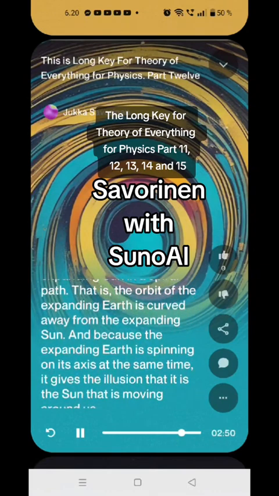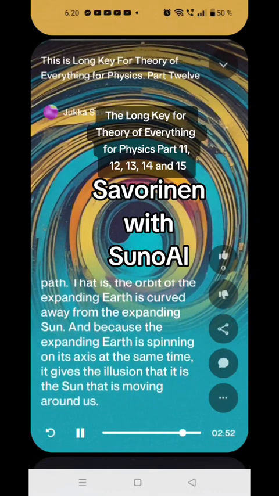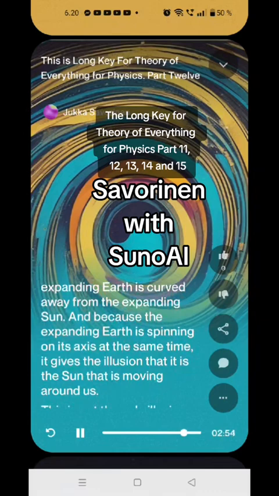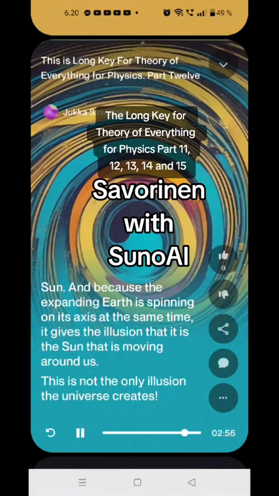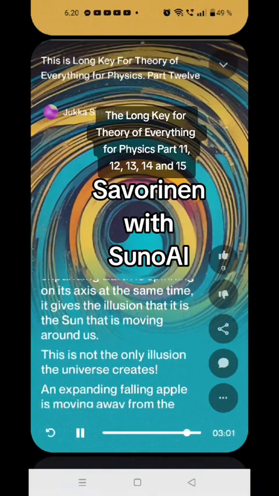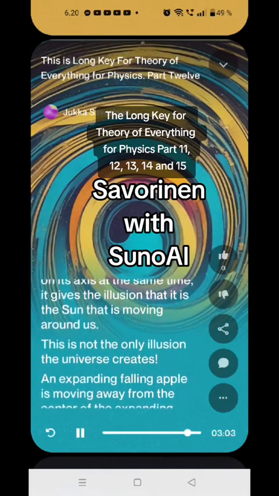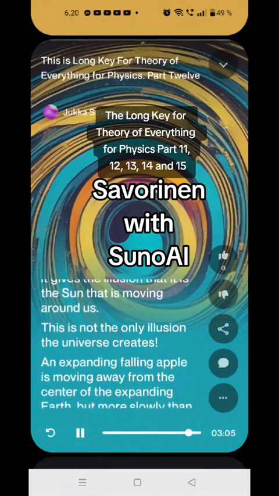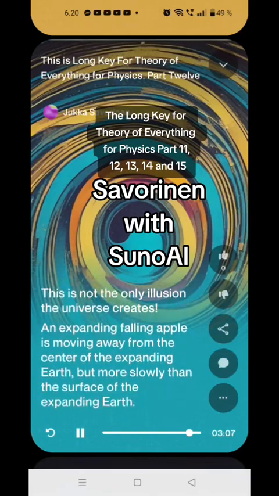That is, the orbit of the expanding Earth is curved away from the expanding sun. And because the expanding Earth is spinning on its axis at the same time, it gives the illusion that it is the sun that is moving around us. This is not the only illusion the universe creates.